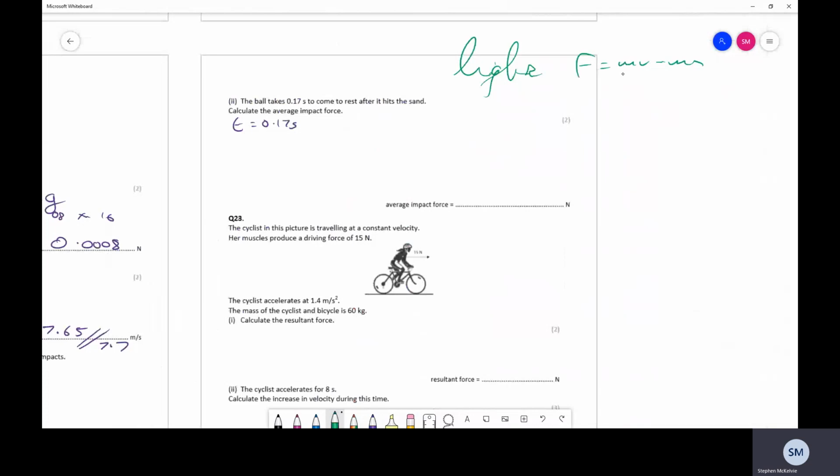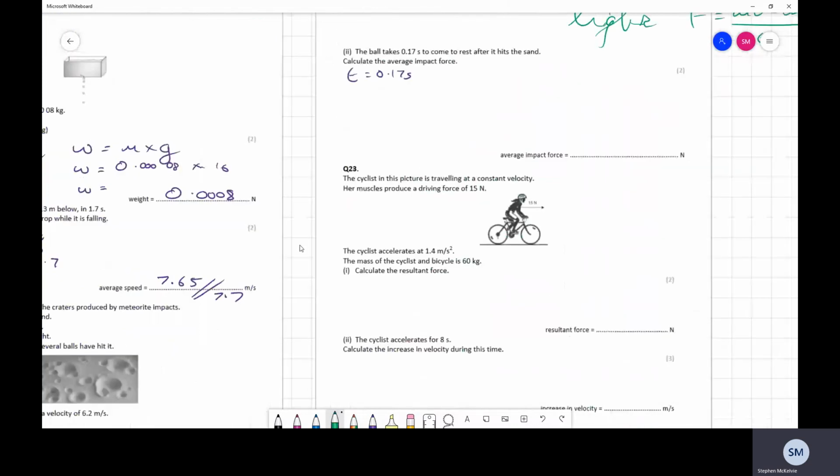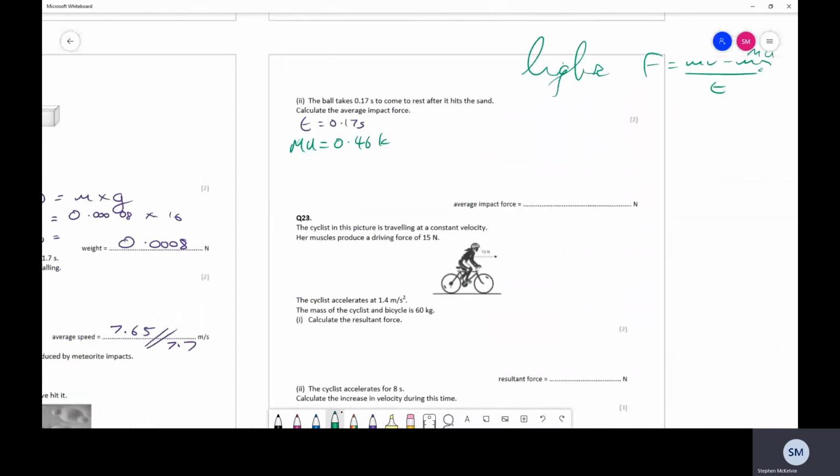Funny joke. The momentum was 0.46 kilogram meters per second, and the velocity was 6.2 meters per second. But I don't need that. I just need the momentum, which was 0.46 kilogram meters per second. The initial momentum was 0.46 kilogram meters per second, and it's asking me to calculate F in newtons, and the final velocity will be 0. Final momentum will be 0 kilogram meters per second, because an object that isn't moving hasn't got momentum.